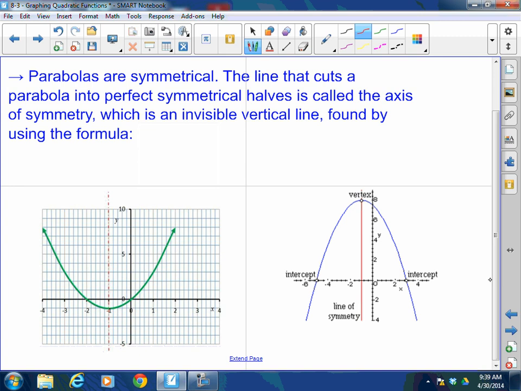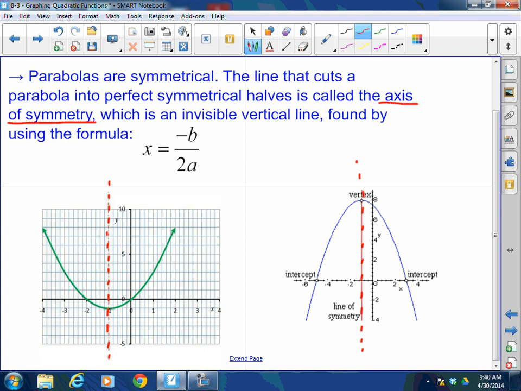The line that cuts the parabola into perfect halves is called the axis of symmetry, which is an invisible vertical line found by using the formula x equals negative b over 2a. Please remember it's an x equals equation, so that's why it is a vertical line.